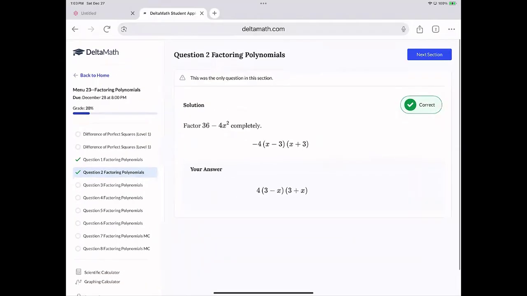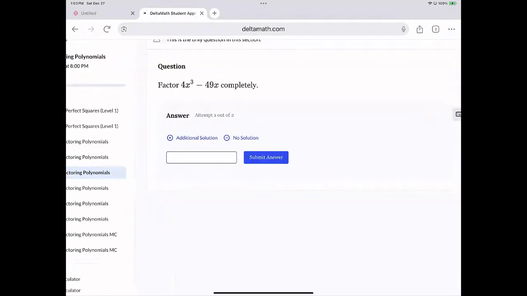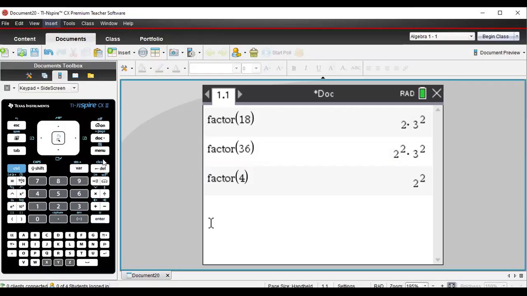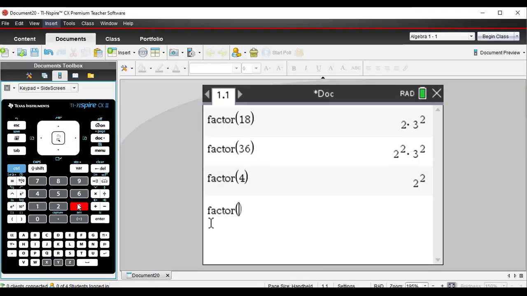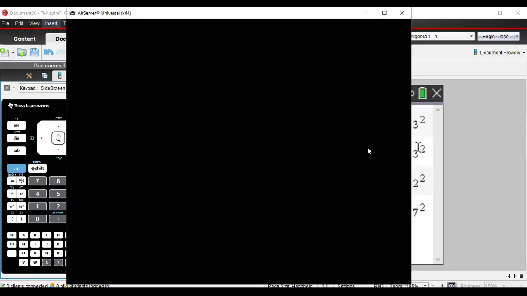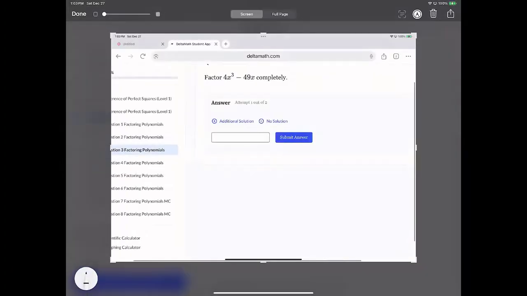Let's do another one. All right, so this one, we got 4x cubed minus 49x. Again, first thing you're going to do, if you're not sure, is do the prime factorization of the number. So I'm going to do Menu 23, and I'm going to do 49. And that's 7 times 7. So now what I'm going to do is I'm just going to expand. I'm going to take a picture first, and then I'm going to expand these numbers out.